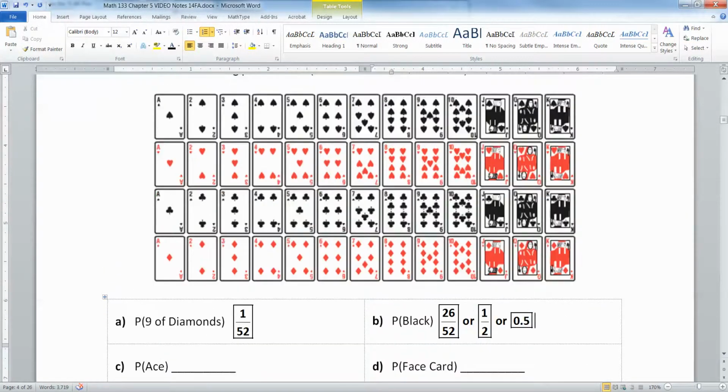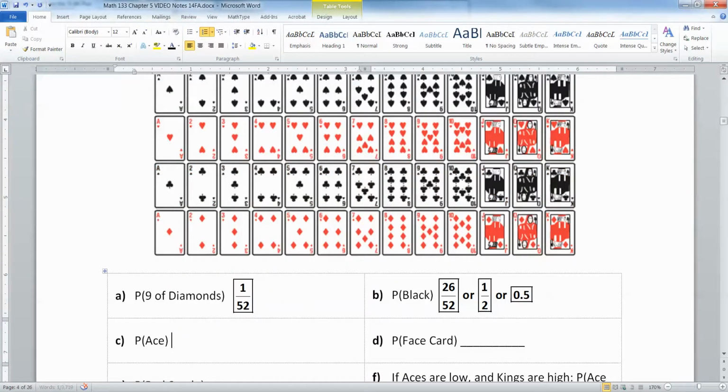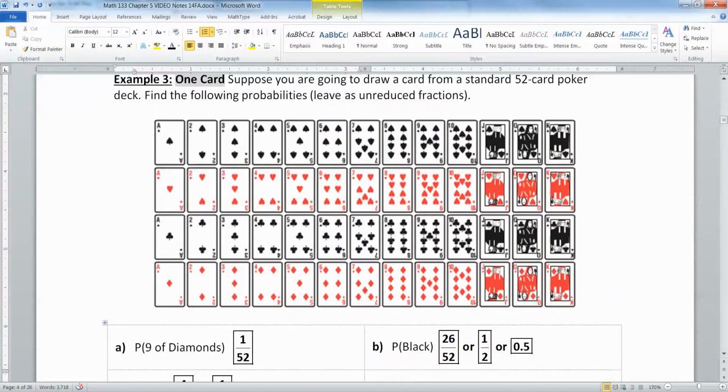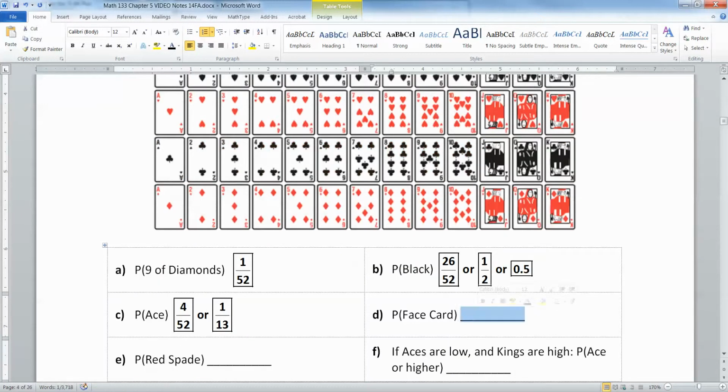All right, now what about the probability of an ace? Well, there are 4 aces: ace of spades, ace of diamonds, ace of clubs, and ace of hearts. So that would make 4 out of 52, which would reduce to 1 over 13 if you wanted it to. Now, a face card is any card that has a face, literally like eyes, a nose, and a mouth. So that would be the jacks, the queens, and the kings. The ace is not a face card. It's often a high card in different games, but it is not a face card. So there are 12 face cards total in this deck out of 52. That would make 12 out of 52, which is 3 out of 13.